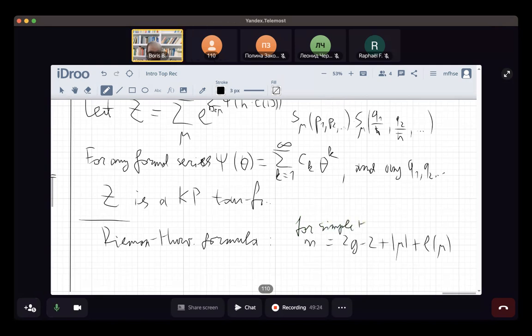And maybe I should write it down for double Hurwitz numbers also. Yes, for double Hurwitz numbers, it's m equal to g minus 2 plus l of mu plus l of nu.